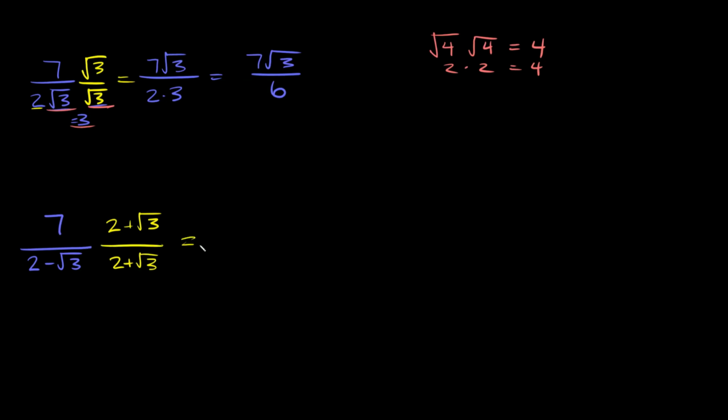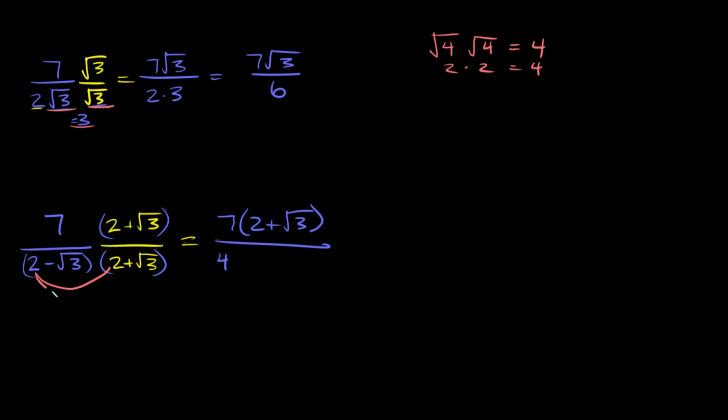Then again, multiplying straight across, we have 7 times 2 plus the square root of 3 on top. And on the bottom, we have 2 minus the square root of 3 times 2 plus the square root of 3. Here we actually have to FOIL. FOIL stands for first, outer, inner, last. First, we're going to do 2 times 2, which is equal to 4.